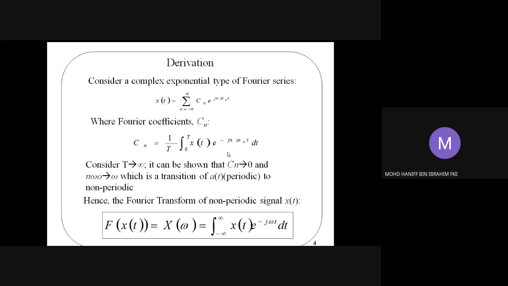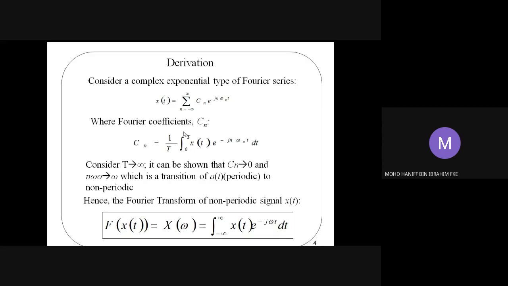So mathematically, Cn can be written as 1 over the period T, integration from 0 to T of x(t) exponential negative jn omega naught t dt. Okay, this is the equation for the Fourier coefficients. Right, and this is for the case of a signal x(t) which is periodic.